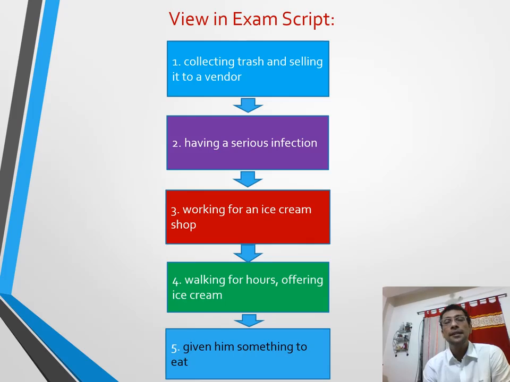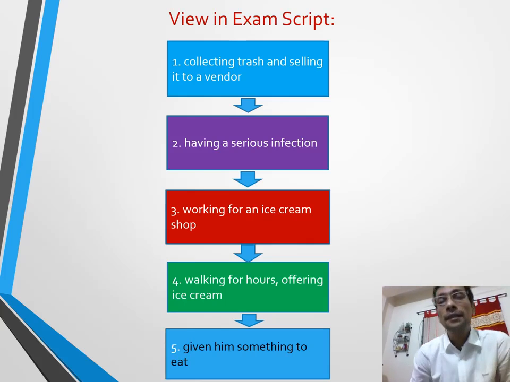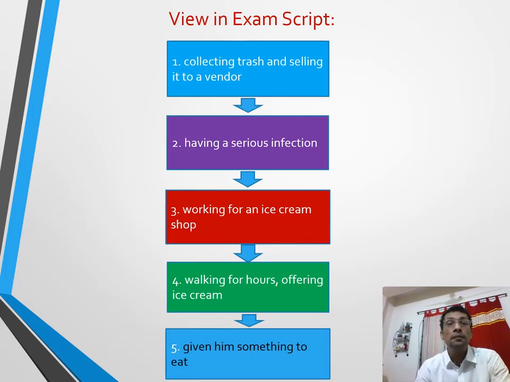Now look at this. This is the answer. These are the boxes that you will decorate or manage in the exam script. Look at that. The boxes are vertically presented. If you like, you can present it horizontally. No problem. So first one, collecting trash and selling it to a vendor. Number 2, having a serious infection. Number 3, working for an ice cream shop. Number 4, working for hours offering ice cream. And number 5, giving him something to eat.